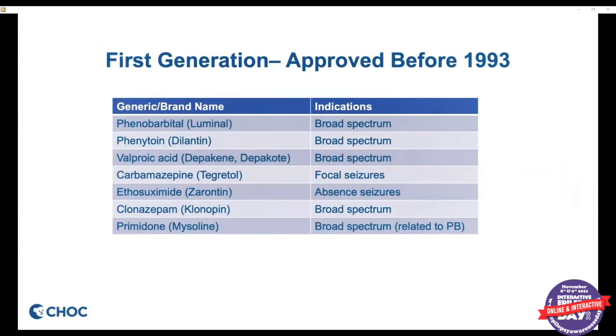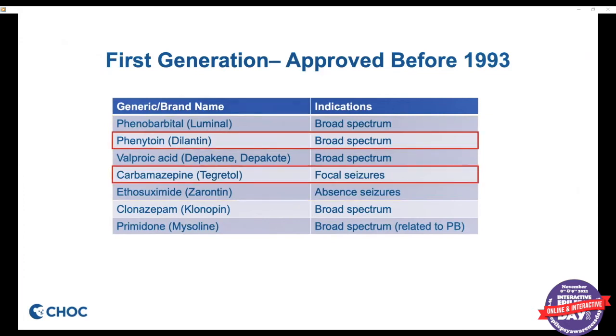The first generation AEDs were all approved before 1993. Some of the medications from this list, such as phenobarbital, valproic acid, and ethosuximide, are still used on a regular basis, while others, such as phenytoin and carbamazepine, have been replaced by newer and better versions. This generation of medications is notable for having many drug interactions, unpredictable drug levels, and therefore requiring frequent drug level monitoring and severe side effects.